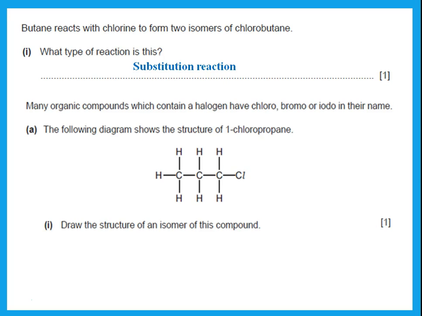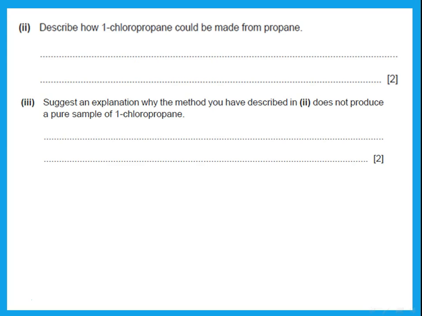So he has propane, that means 3 carbons. 1-chloro means the chlorine is on the first carbon, and we said the first carbon could be either from one end or from the other. That's the first carbon. Okay, draw the structure of an isomer. We said if I have something on one end, then the isomer would have that same thing in the middle. So instead of putting the chlorine on one end, we're going to put the chlorine in the middle. So that would be the isomer.